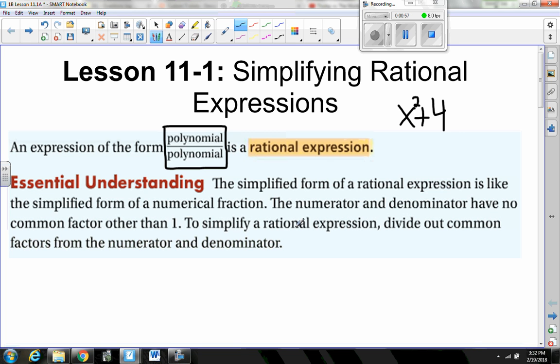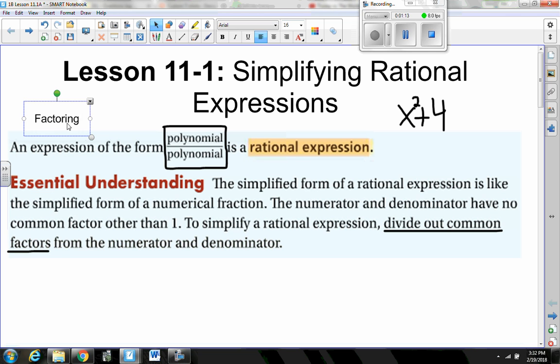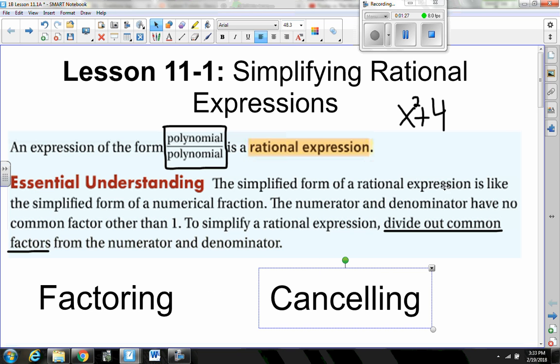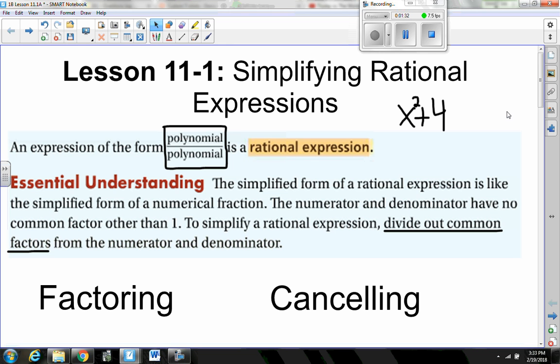Okay, to simplify a rational expression, we're going to have to divide out common factors from the top and the bottom. So what that's going to involve is first the idea of factoring. First factoring, and then on top of factoring, we will also cancel what's the same. So first we will factor each top and bottom of the fraction, then we will cancel what's the same. Factoring, then canceling. Factor and cancel.